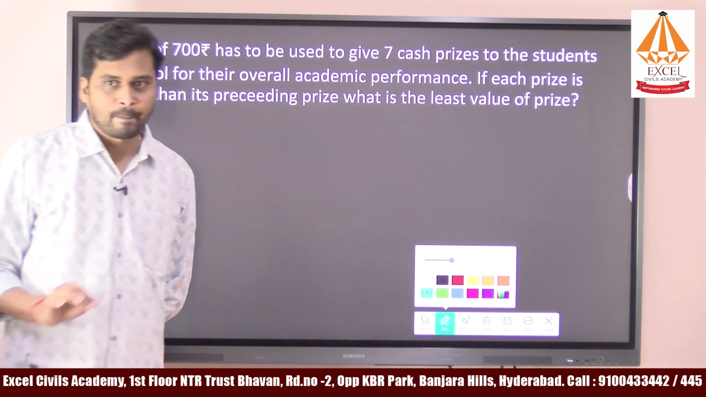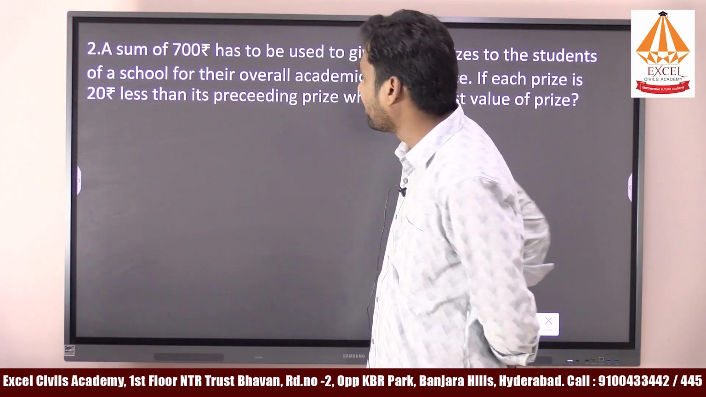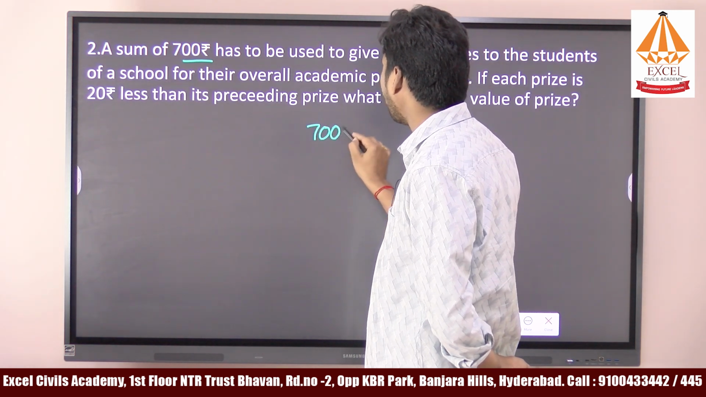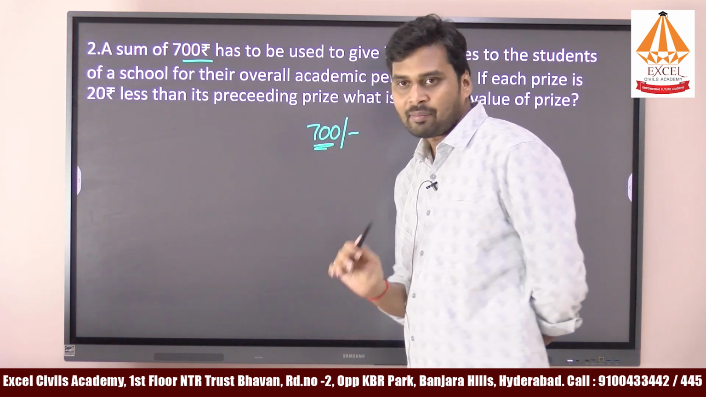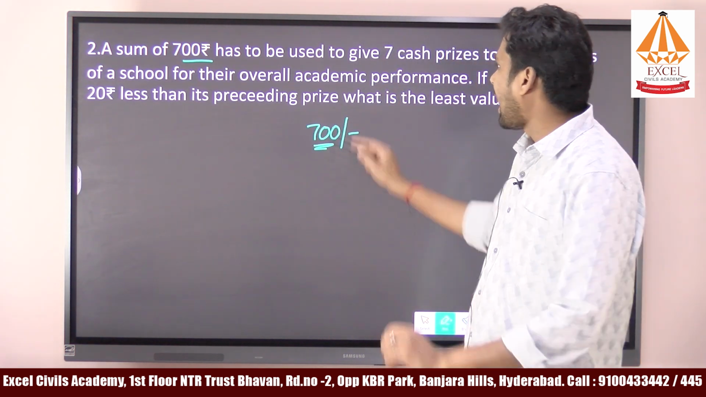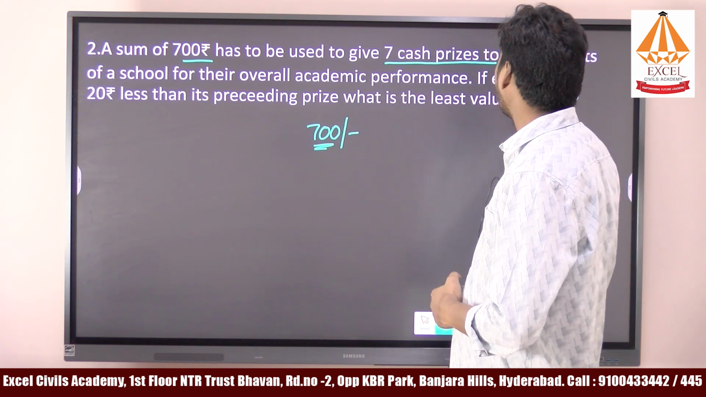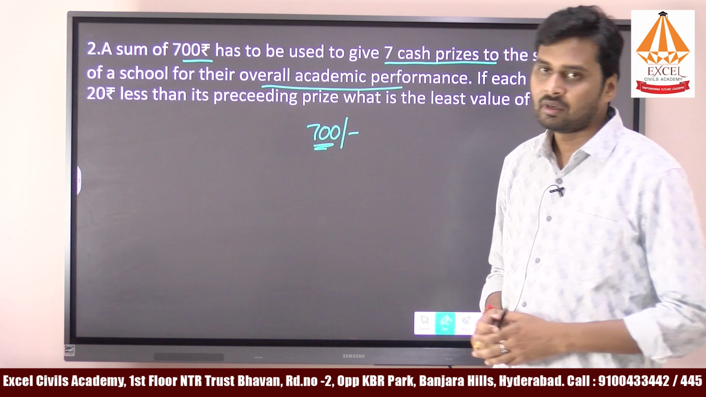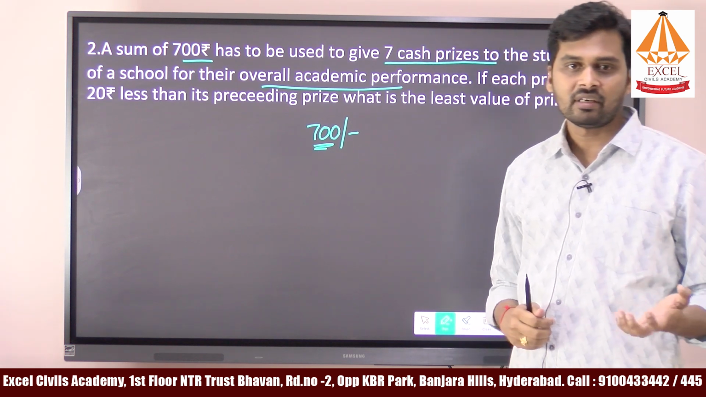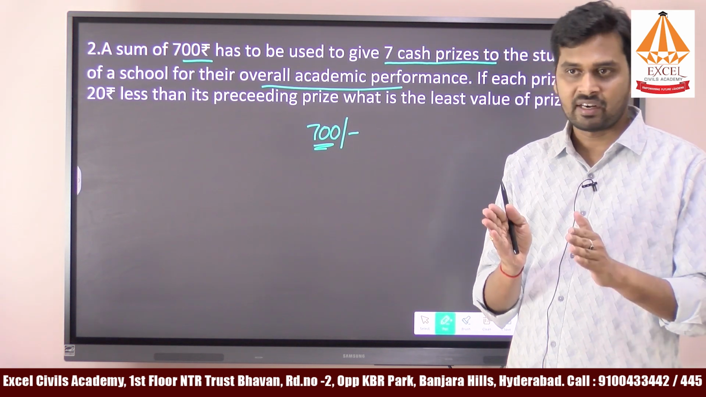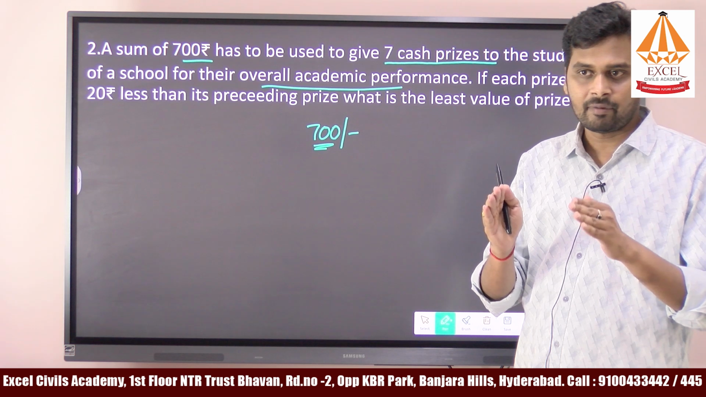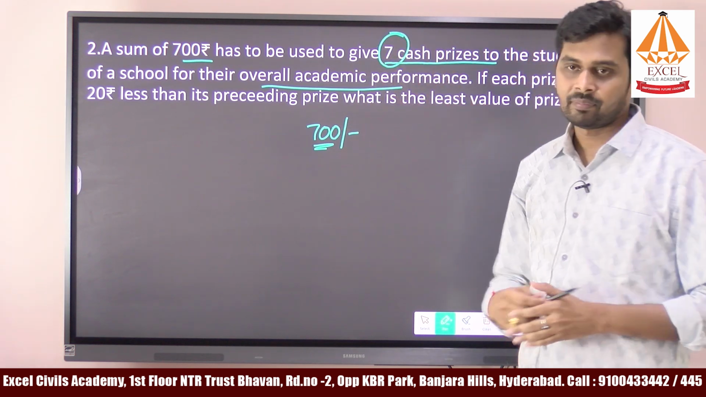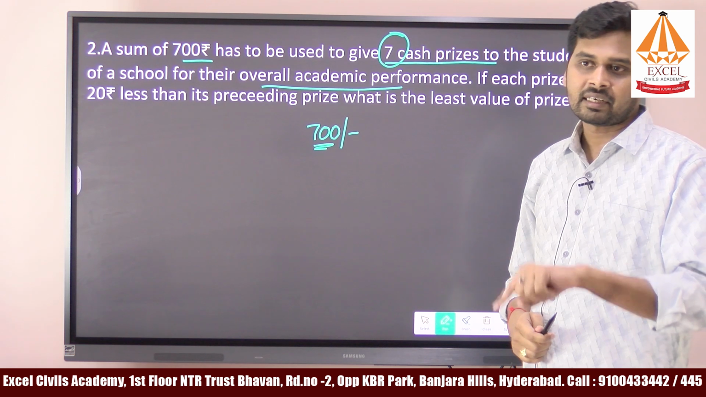40. Okay, what is given in this problem? A sum of 700 rupees has to be used to give 7 cash prizes to the students of a school for their overall academic performance. In simple words, there is an amount of 700 rupees and this 700 rupees has to be distributed among 7 people.